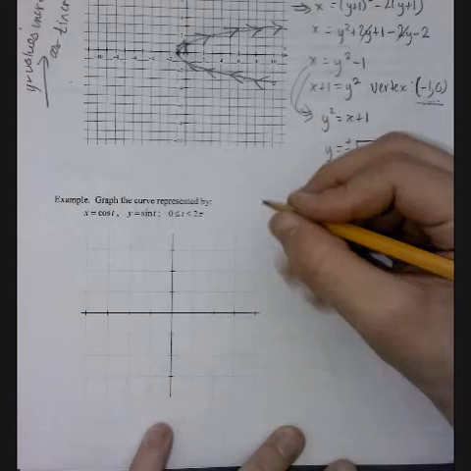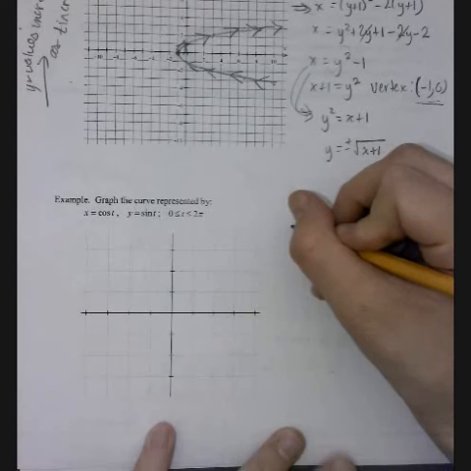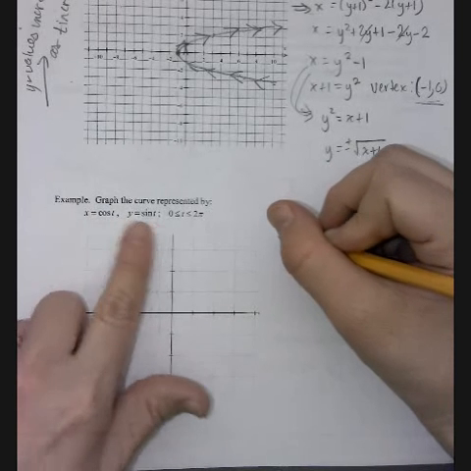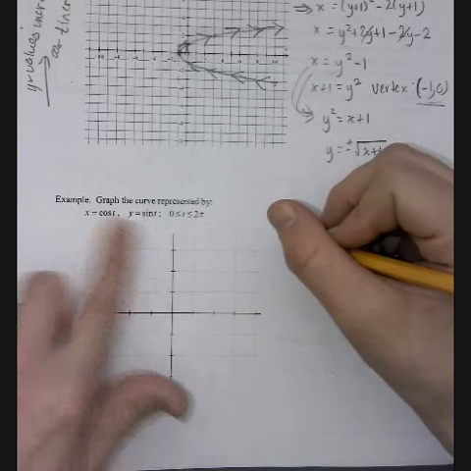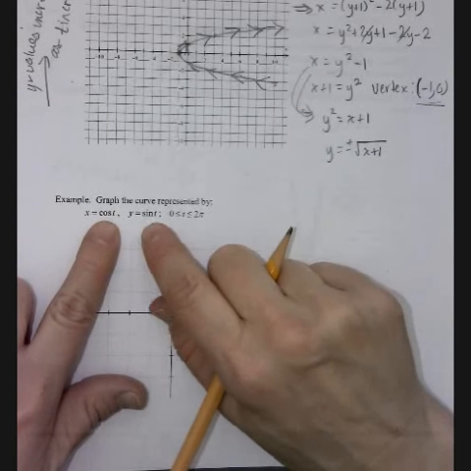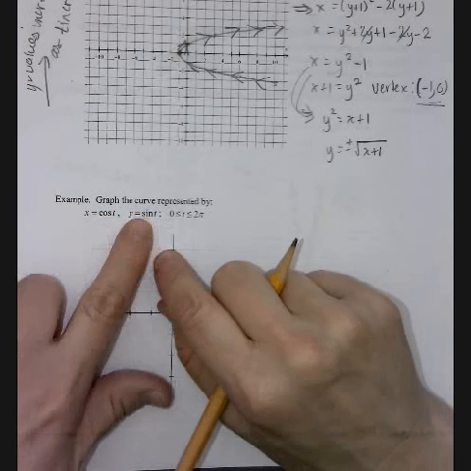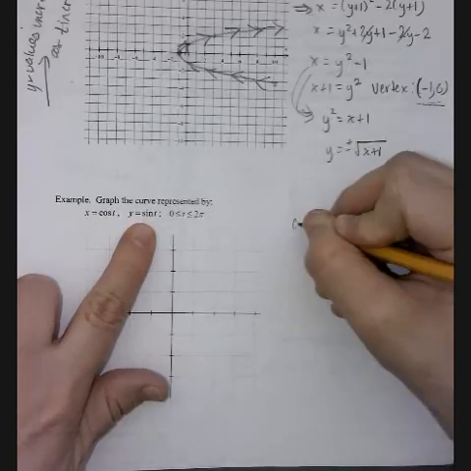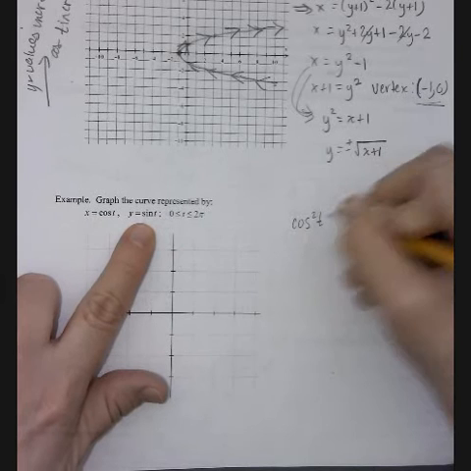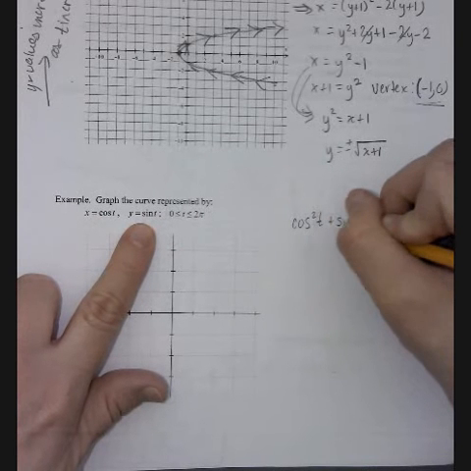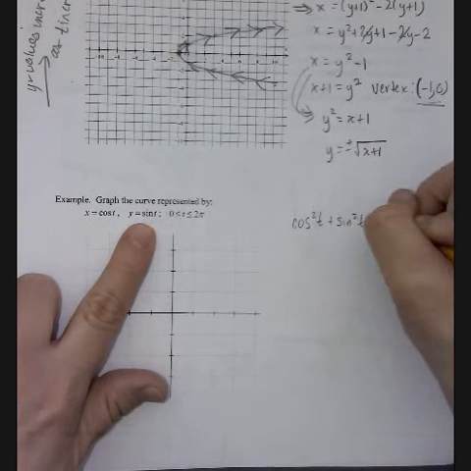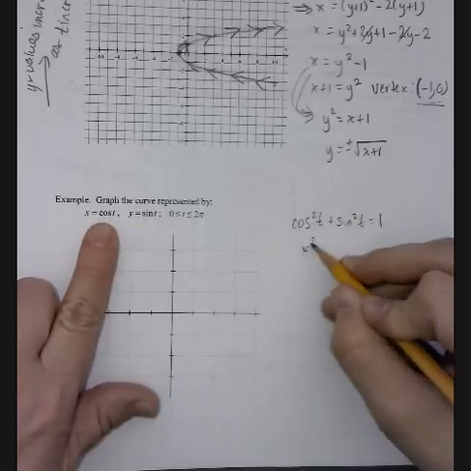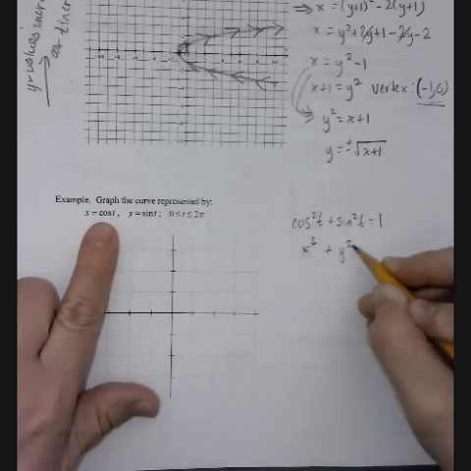So to eliminate the parameter here, you need to use a trig identity because there are trig functions involved. We wouldn't want to solve this for t. Instead, we want to relate cosine and sine. And of course, the simplest relationship is the Pythagorean identity, that cosine squared t plus sine squared t equals 1. Well, cosine of t is x, and sine of t is y. And so that's the unit circle.